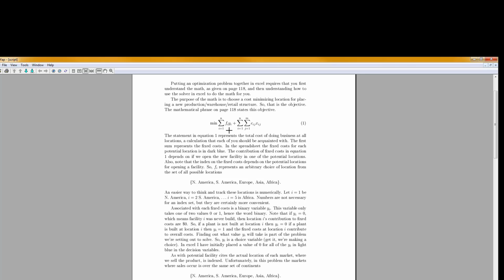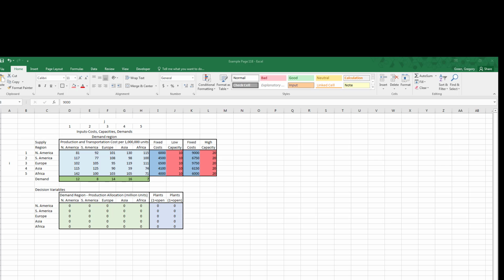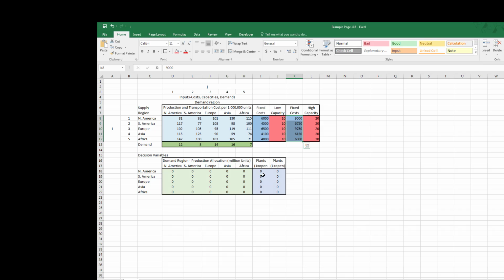If a plant is built at location i, then y sub i equals 1, and the fixed costs at location i do contribute to overall cost. All of a sudden they become some positive number. Finding out what value y sub i will take is part of the problem we're setting out to solve. So y sub i is a choice variable. Get it? We're making a choice. In Excel, I have initially set the choice variables y sub i to 0. Excel will choose, that's part of the problem it's solving for us, what will be 0 and what will be 1.